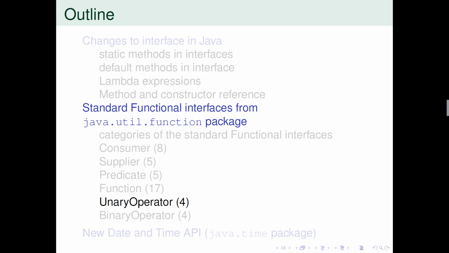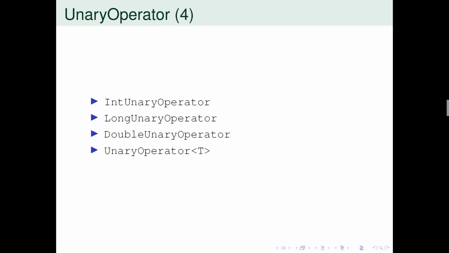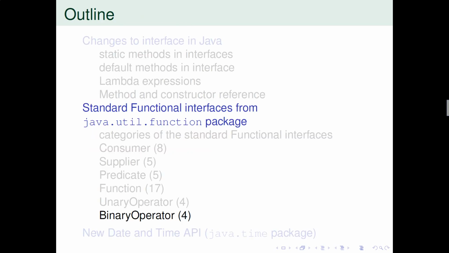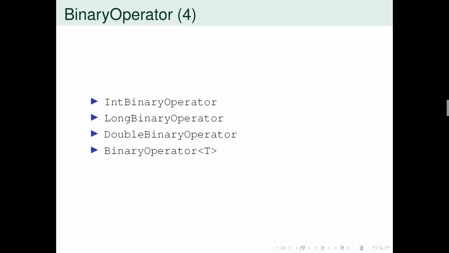And then we have the unary operator. Unary operators will be IntUnaryOperator, LongUnaryOperator, one input, one output, DoubleUnaryOperator. And a simple UnaryOperator would be for the generic type. This would be the binary operators. I have been taking the example of this IntBinaryOperator all the time. LongBinaryOperator, DoubleBinaryOperator, and a simple BinaryOperator will be for the type T. So these are the standard list of functional interfaces.